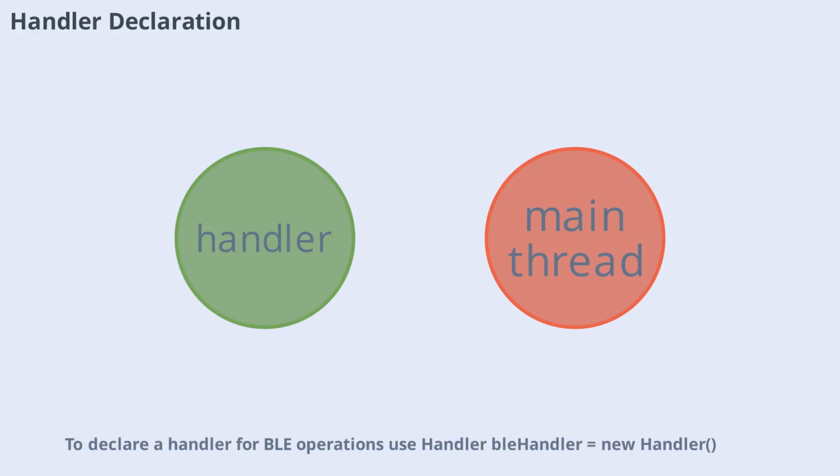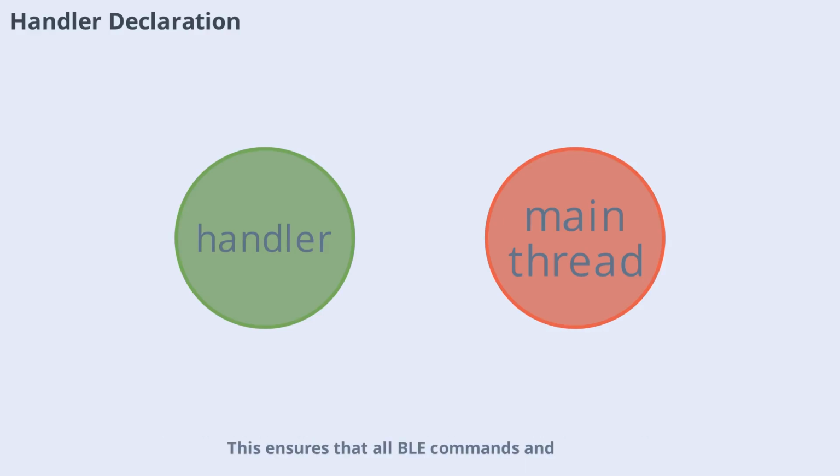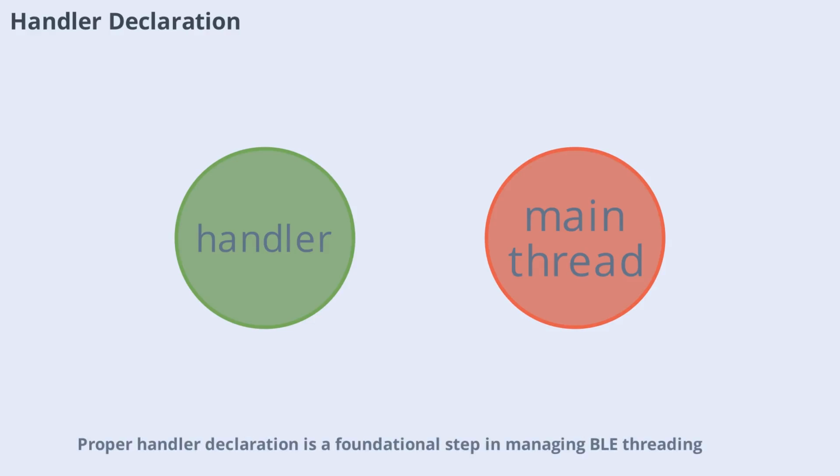Declare a handler for BLE operations. Use Handler bleHandler = new Handler(). If you want to run your handler on the main thread, use Handler bleHandler = new Handler(Looper.getMainLooper()). This ensures that all BLE commands and data processing are handled on your chosen thread, keeping binder threads free and your app responsive. Proper handler declaration is a foundational step in managing BLE threading.